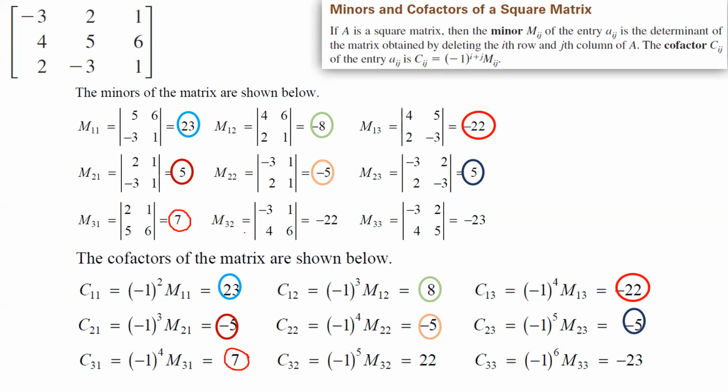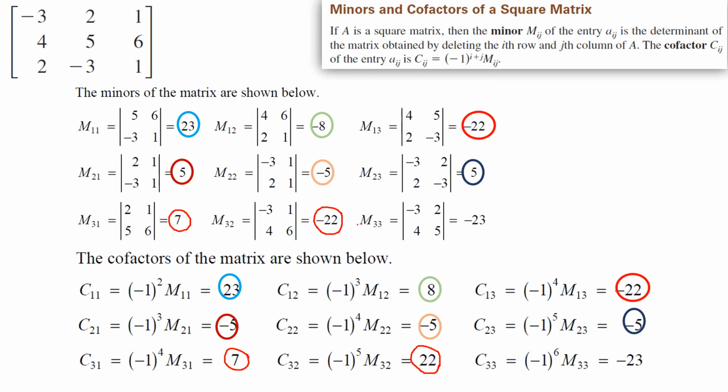Now let us move on to the minor for the third row and the second column, which by calculation is -22. Now, what is the cofactor for the third row and the second column? By definition, it is -1 to the power 3 plus 2, which is 5, times the minor for the third row and second column. Since it is -22, -22 times -1 to the power 5, which is -1, is equal to +22.